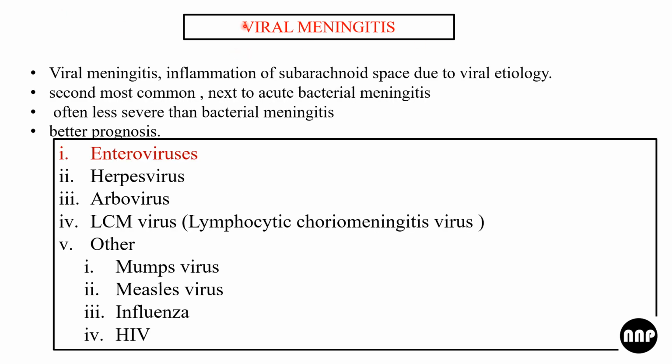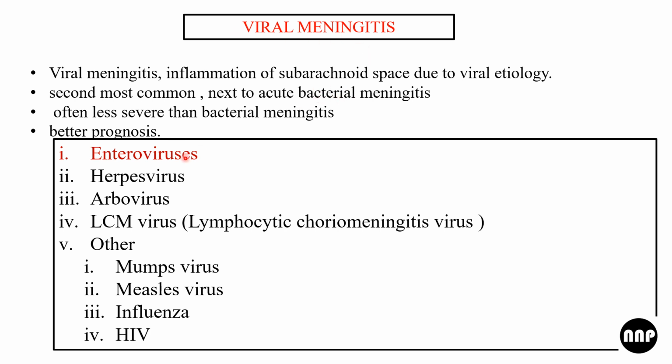Let's talk about viral meningitis. Viral meningitis, the inflammation of the subarachnoid space due to viral etiology, is the second most common next to acute bacterial meningitis. It is often less severe than bacterial meningitis, and hence it has a better prognosis. Most of the time, this is not a chronic meningitis.